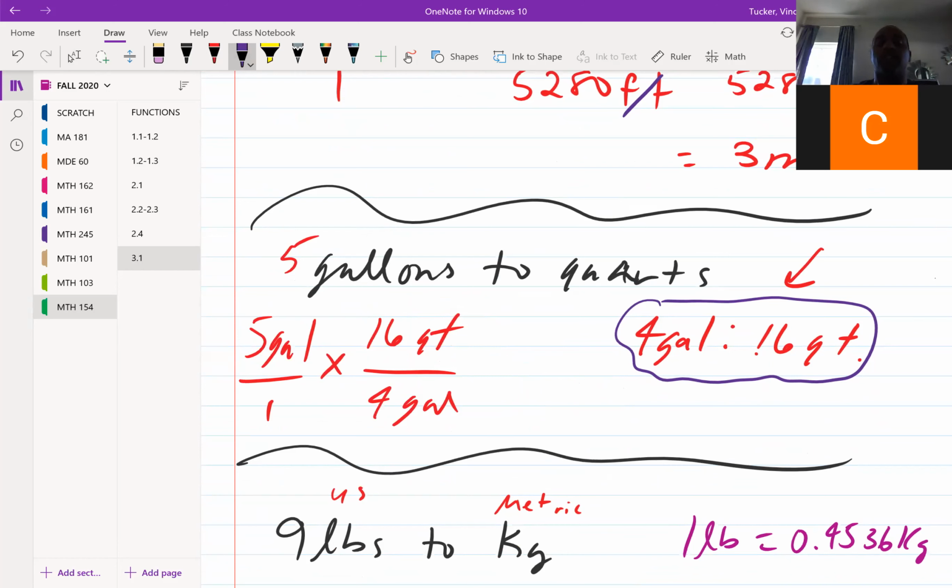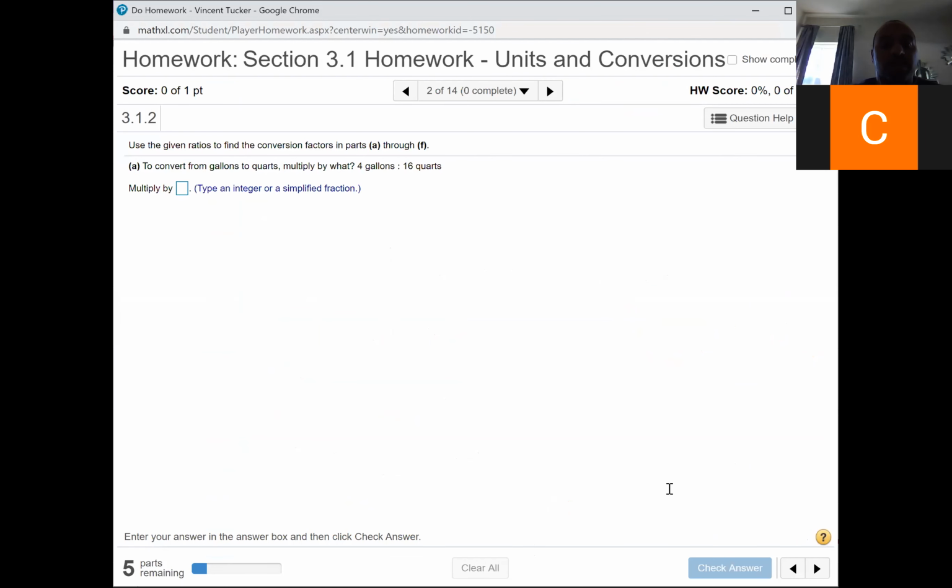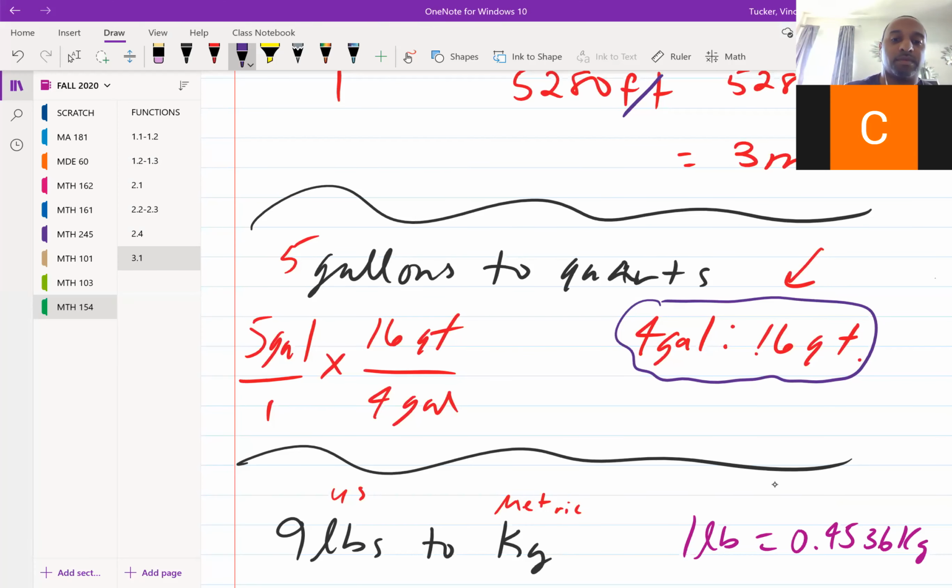Yes. All right, so now when you go to the homework, it says convert using that ratio of 4 gallons to 16 quarts. In order to do that, you will multiply by, let me go back to my notes, 16 over 4. Okay, so you're using that because that is the conversion factor? That's what they're giving you. Yeah, basically. Right, because that's what they gave us.